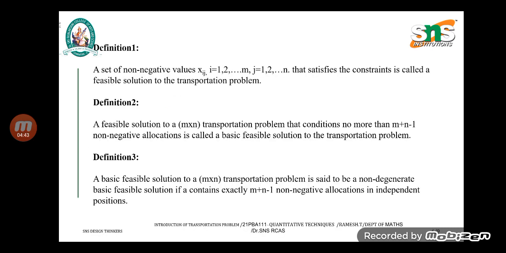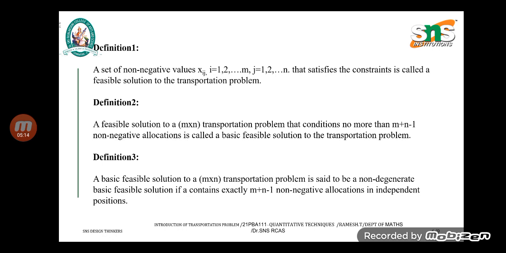Now we have some definitions for these transportation problems. A set of non-negative values Xij, where i takes the value 1 to m and j takes the value 1 to n, that satisfies the constraints is called a feasible solution to the transportation problem. So what is a feasible solution? All these non-negative values satisfy the constraints of the given transportation problem, then it is a feasible solution of the transportation problem.